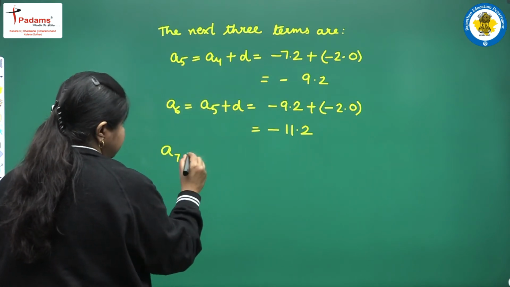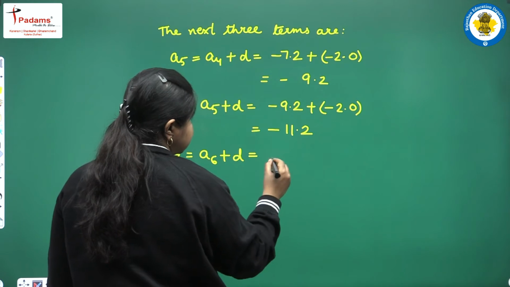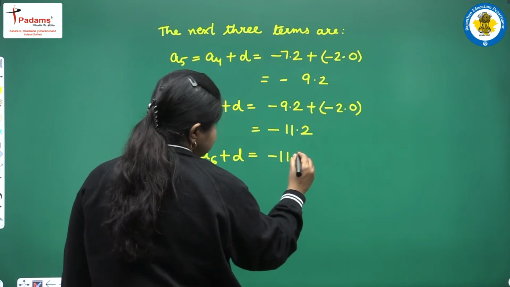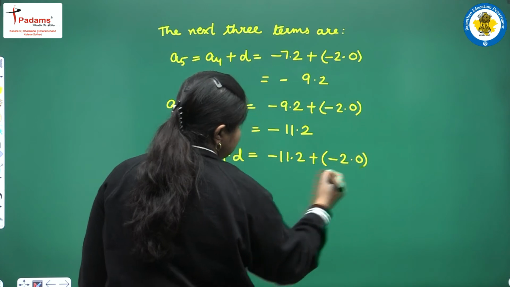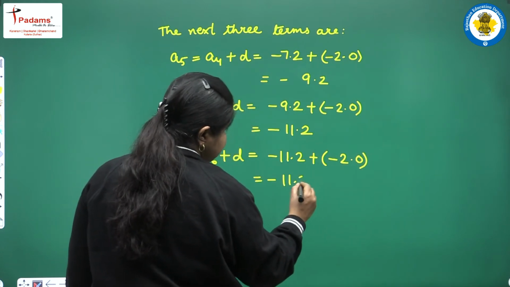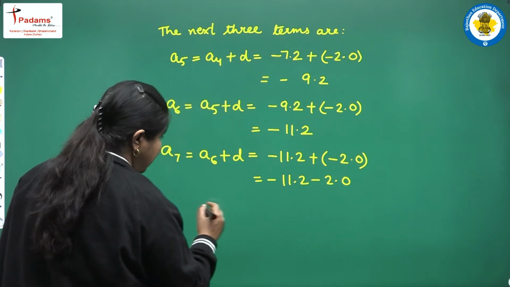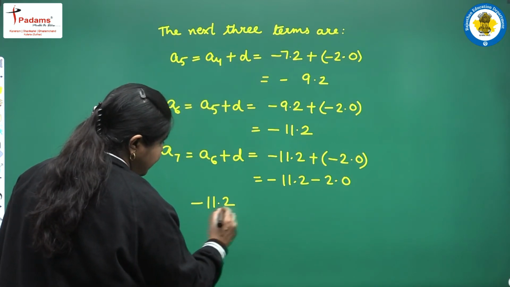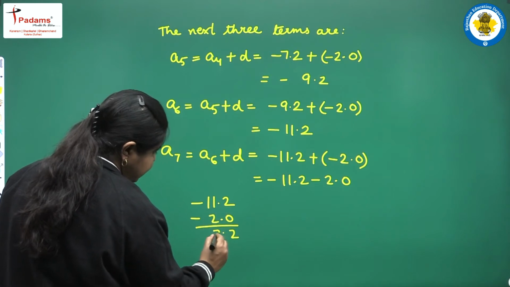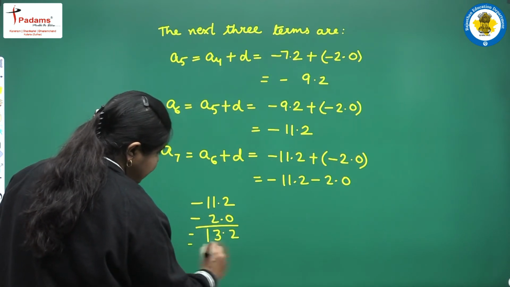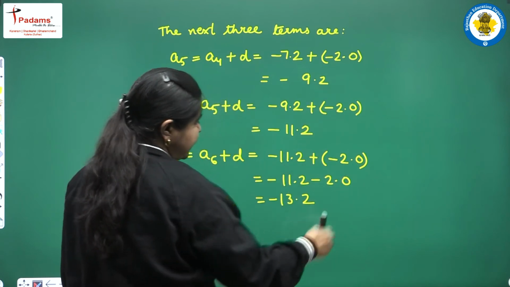Then the seventh term, it will be sixth term plus the common difference. Sixth term आपकी है minus 11.2 और इसमें हम ऐड कर रहे हैं minus 2.0. यहाँ पर minus 11.2 plus minus 2.0. दोनों नेगेटिव हैं, हम ऐड कैसे करेंगे? minus 11.2 minus 2.0. This will be 2 and 1 it will be 3 and here 1. So minus 13.2. इसी तरह से ऐड करते हुए हमने ये नंबर्स फाइंड आउट किए हैं.